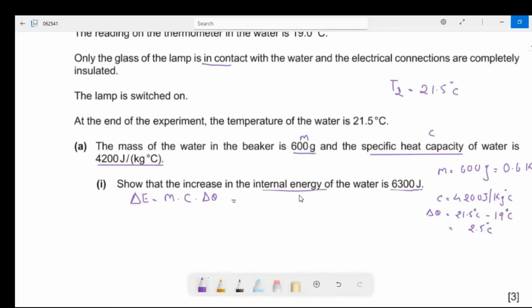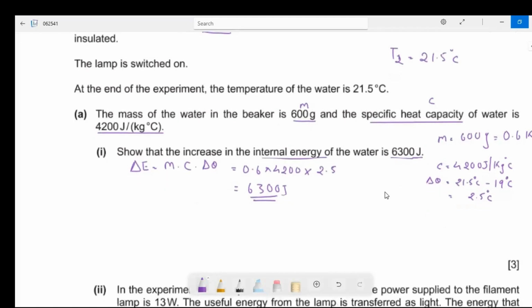Now we can substitute the values here. M is 0.6 into 4200 into 2.5. Just multiply, we'll be getting the answer as 6300 joules. Hence it is proven.